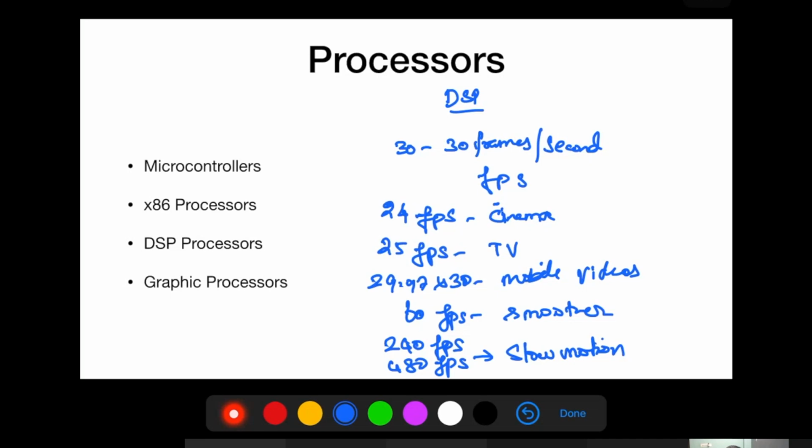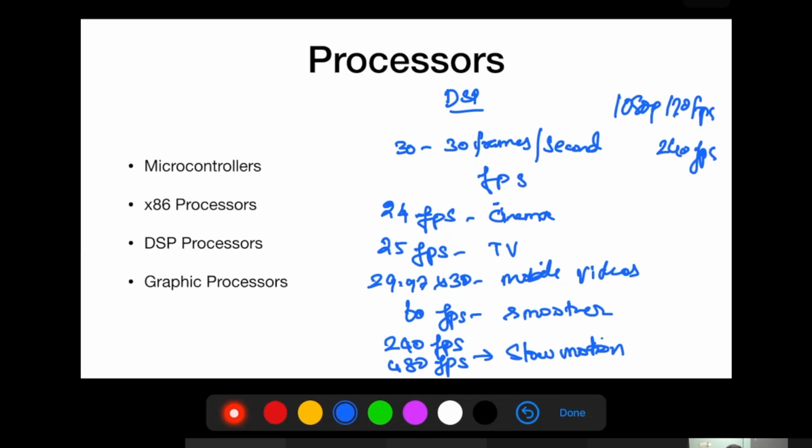This is an iPhone XR. So what it says is 1080 pixels and 120 frames per second. Then 1080 pixels, 240 frames per second. Okay, so that means it is able to scale 240 frames per second at 1080 pixels.